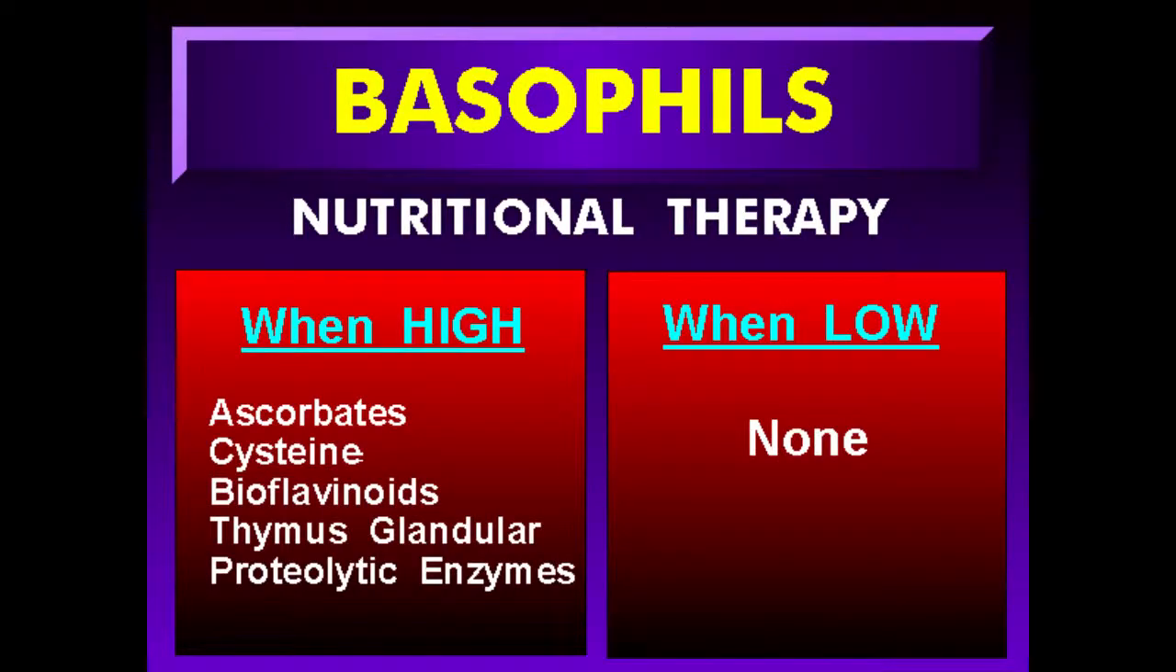A patient who exhibits increased basophils on the blood test probably would benefit by taking cysteine, bioflavonoids, vitamin C, thymus glandular, and proteolytic enzymes, among other nutrients, of course.